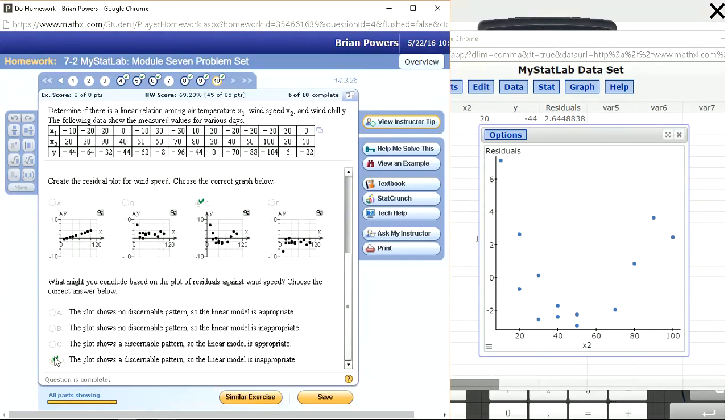Okay, so that was doing multiple linear regression in StatCrunch, as well as some of these other prediction and residual plots.